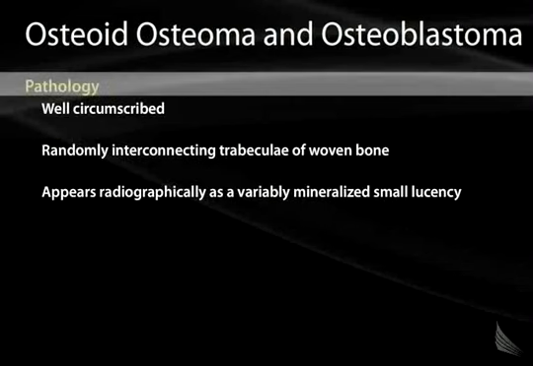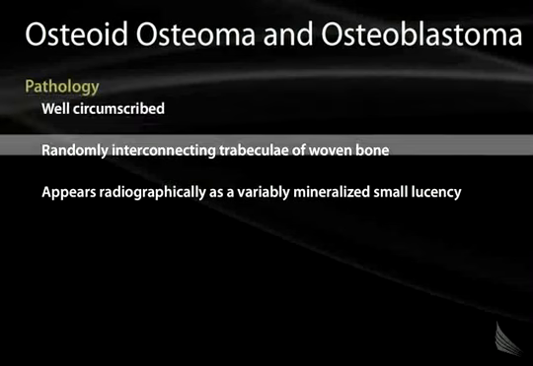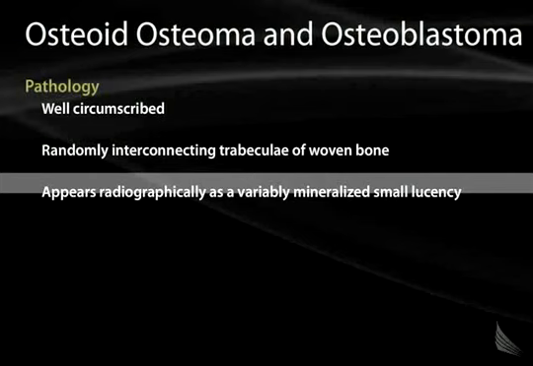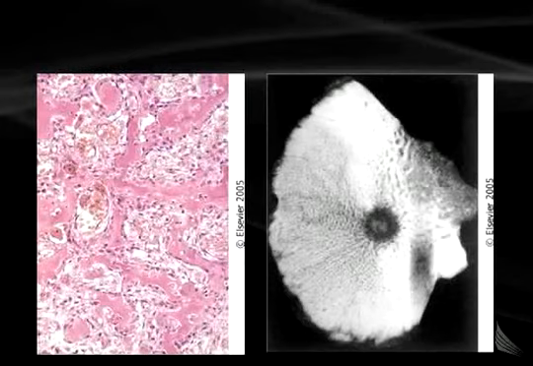The pathology for these tumors, for both of them, they will appear as well circumscribed lesions. If one looks at them microscopically, what we will see is random interweaving trabeculae of woven bone. Radiographically, they appear as small mineralized lucencies. You can appreciate both the radiographic findings and the histologic findings in this slide. The H&E shows the interweaving trabeculae of woven bone surrounded by rims of osteoblasts, and then the radiographic picture simply shows a small lucency surrounded by a rim of new bone.